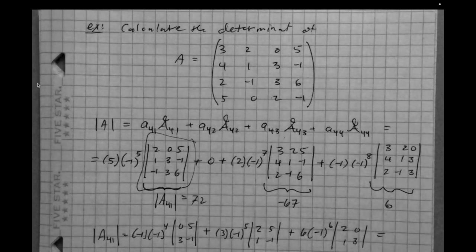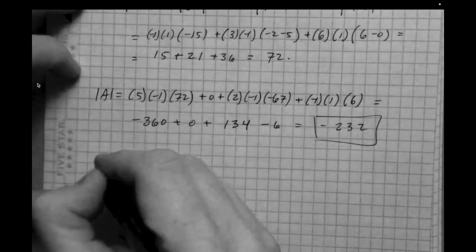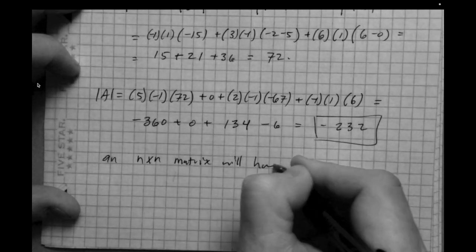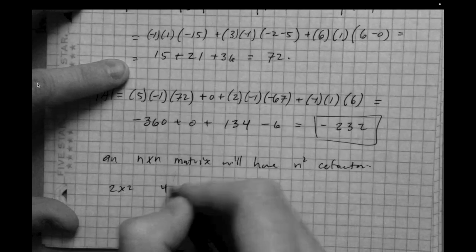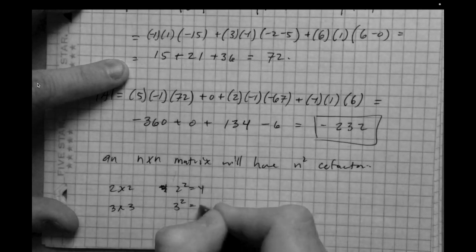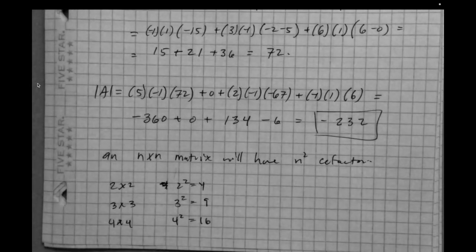An n by n matrix will actually have how many cofactors? It'll have n squared cofactors. That's part of the reason this is so convoluted. So a 2 by 2 has 2 squared equals 4. A 3 by 3 has 3 squared equals 9. A 4 by 4, 4 squared equals 16. You can see it ramps up really fast.